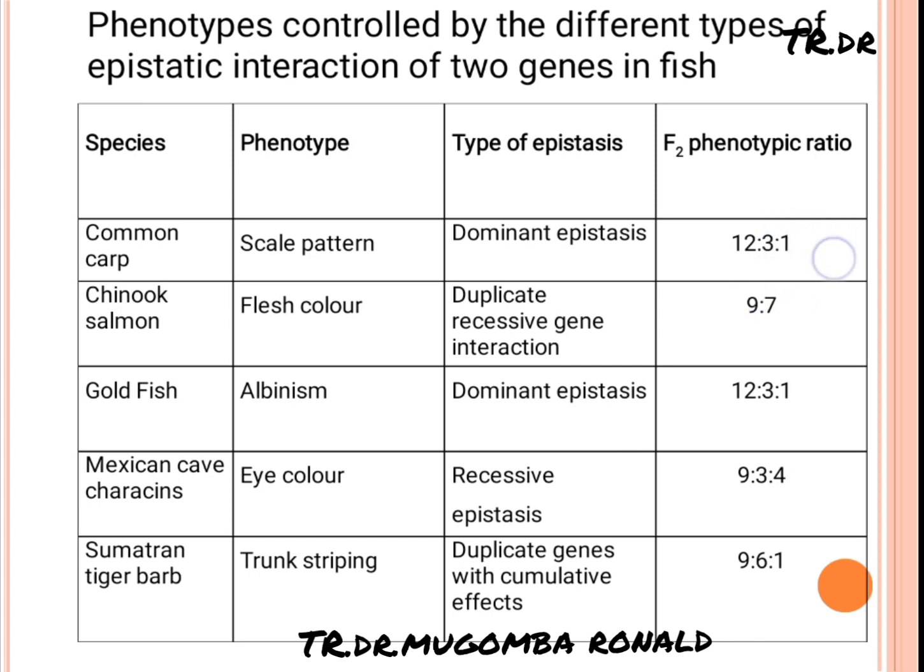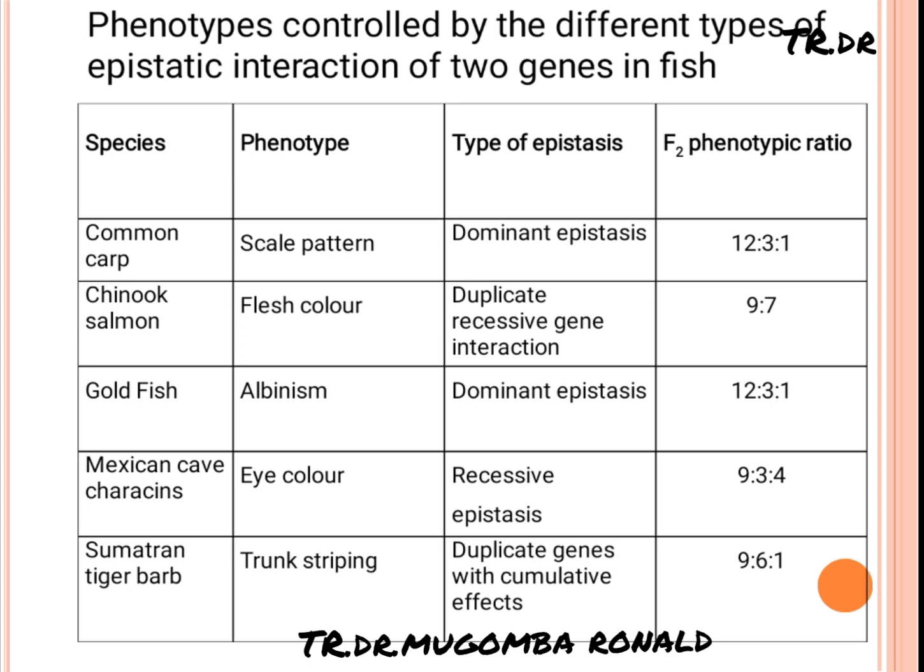So you can see these F2 phenotypic ratios are deviating from the normal Mendelian cross. We know the normal Mendelian dihybrid F2 is 9 to 3 to 3 to 1. Then here we have 12 to 3 to 1. Here we have 9 to 7. Here we have 12 to 3 to 1. This one we have 9 to 3 to 4. You can see that these are all deviant from the normal dihybrid F2 phenotypic ratio, which is 9 to 3 to 3 to 1.